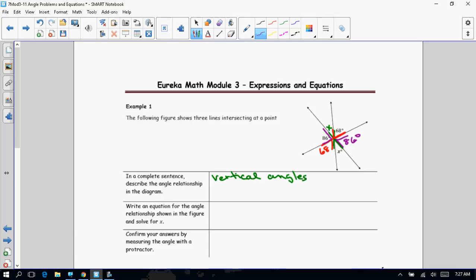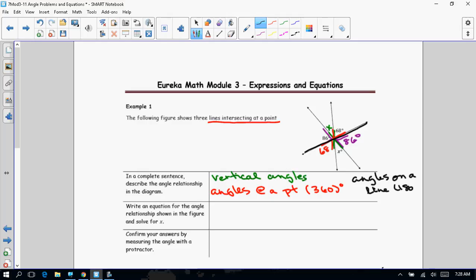And then it says, what else do we notice? We have angles on a point, intersecting at a point. So we also have angles at a point, which means we're working with 360 degrees. I also notice that I have angles on a line. That might help me too. Angles on a line, right? I have straight angles, so that means I have 180 degrees. Oh, that's not a degree sign. We'll fix that.